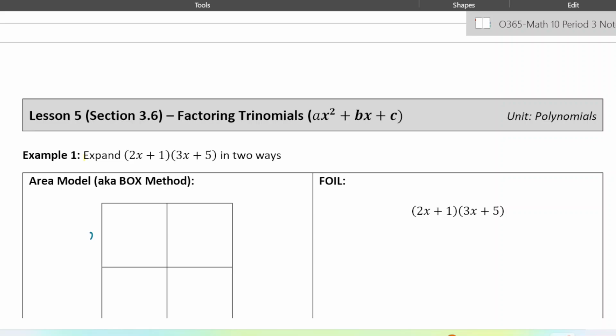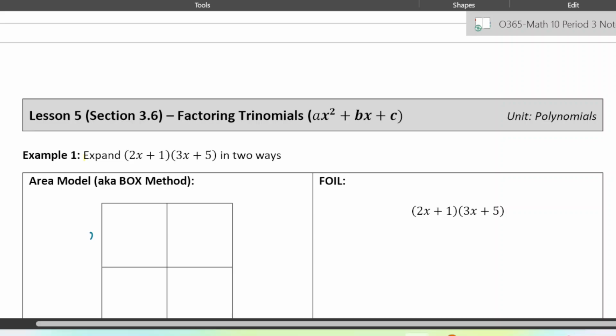This is lesson 5, section 3.6. We're going to be factoring trinomials today. This is a continuation of the previous lesson where we were factoring trinomials of the form x squared plus bx plus c. That was lesson 4, section 3.5. So if you haven't watched that one, go back and see that one.